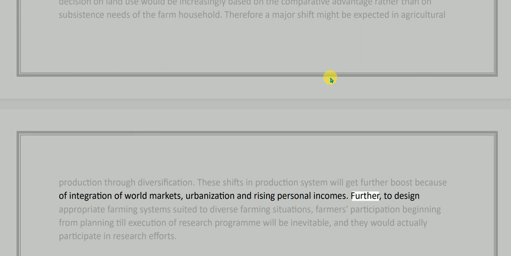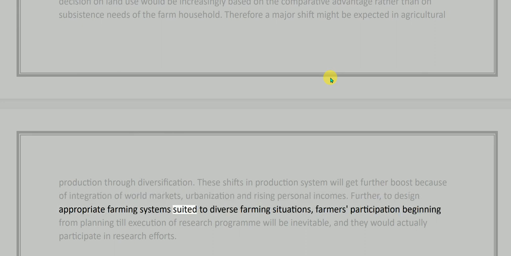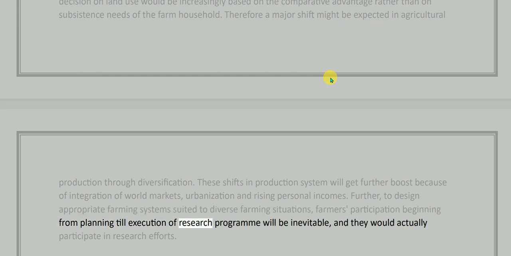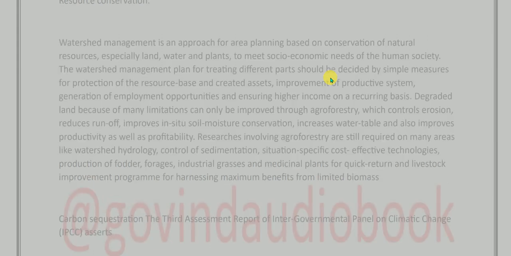Further, to design appropriate farming systems suited to diverse farming situations, farmers' participation beginning from planning till execution of the research program will be inevitable, and they would actually participate in research efforts. Resource conservation. Watershed management is an approach for area planning based on conservation of natural resources, especially land, water and plants, to meet socio-economic needs of human society. The watershed management plan for treating different parts should be decided by simple measures for protection of the resource base and created assets, improvement of productive system, generation of employment opportunities and ensuring higher income on a recurring basis.